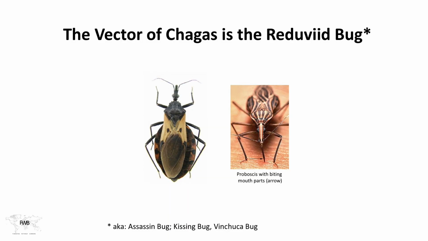Here's an up-close and personal look at the reduvid bugs. They're kind of menacing when you look at them closely. This is a feeding bug right now, and you can see the proboscis is inserted into the skin of this person volunteering to have this picture taken. This is an uninfected bug, of course.